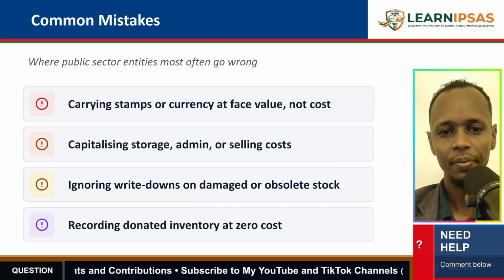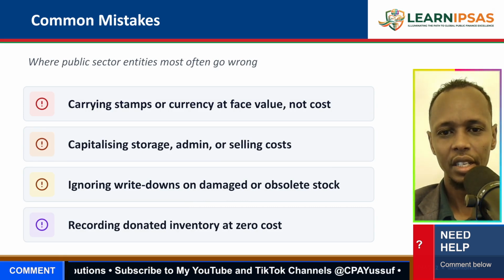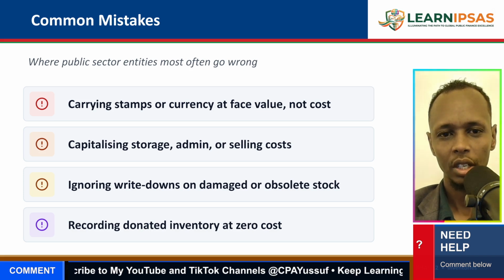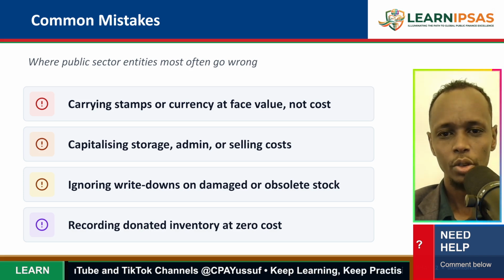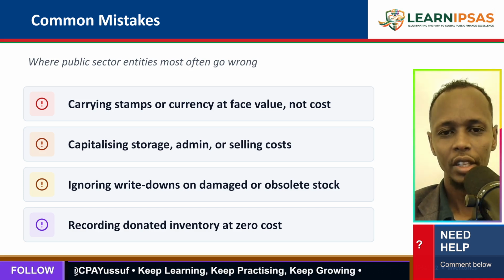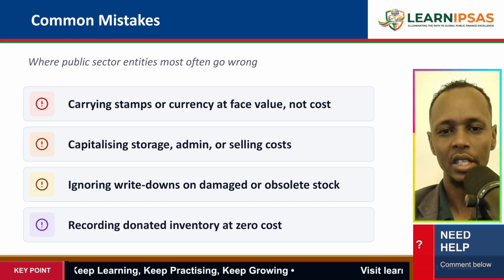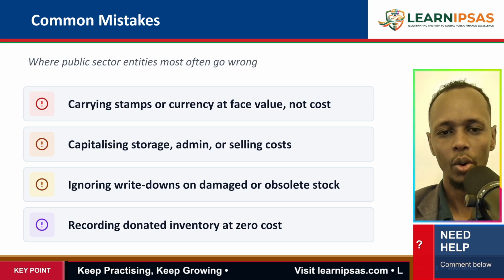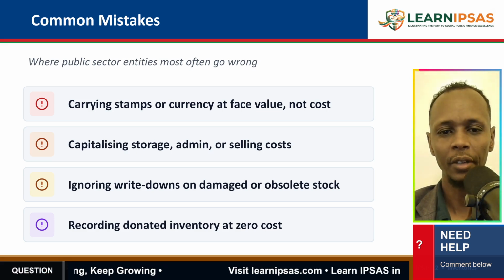So common mistakes: carrying stamps or currency at face value, not cost. Those are some of the mistakes. So face value, for example, 1000 shillings, instead of looking at the cost of producing that 1000 in your central bank, is wrong, and that is one of the mistakes we normally make.